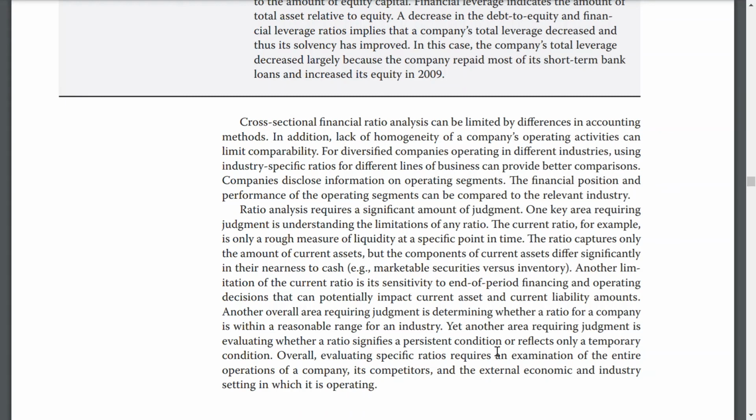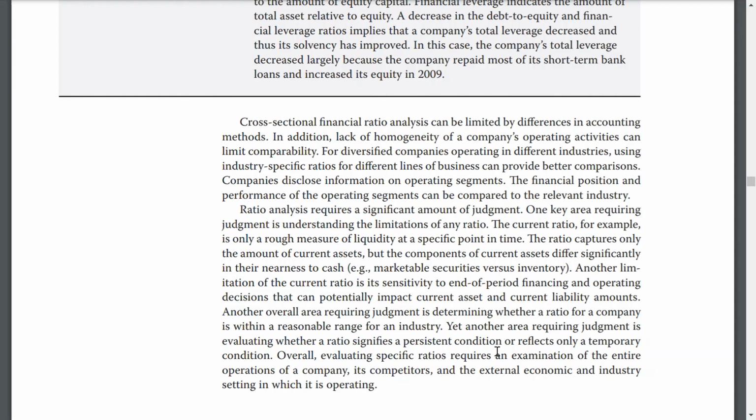Ratio analysis requires a significant amount of judgment. One key area requiring judgment is understanding the limitations of any ratio. The current ratio, for example, is only a rough measure of liquidity at a specific point in time. The ratio captures only the amount of current assets, but the components of current assets differ significantly in their nearness to cash. Another limitation of the current ratio is the sensitivity to end-of-period financing and operating decisions that can potentially impact current assets and current liability amounts.